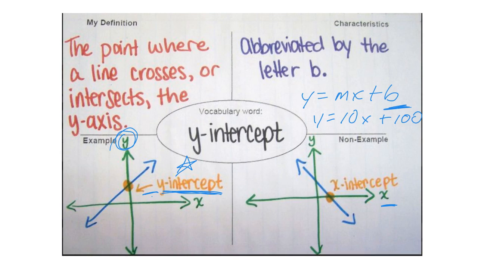Another example, let's say you needed to call the plumber. They said it would be $35 to come to your house and $25 per hour. So 35 is your y-intercept and 25 per hour is your slope.